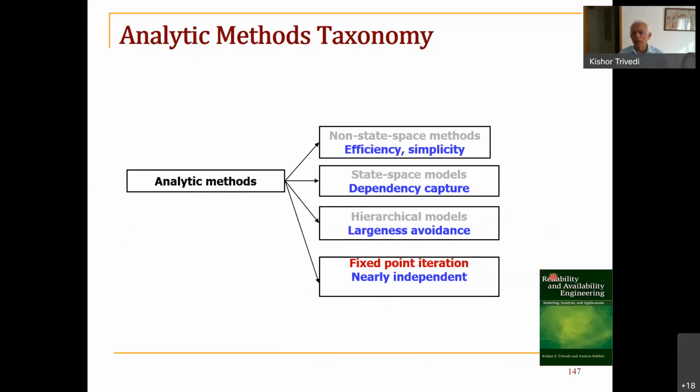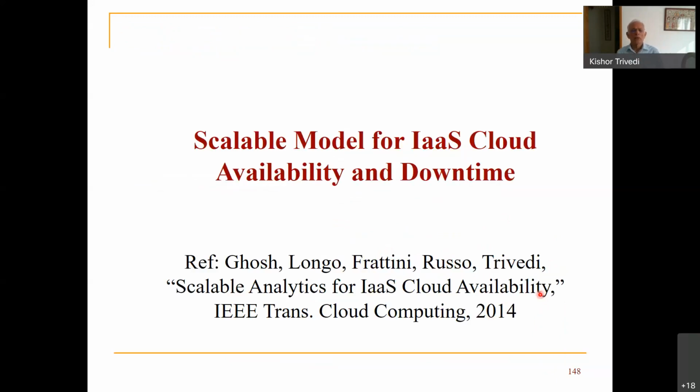And there is a chapter on fixed point iteration in the Green Book, so you will know a lot more about it in that chapter. And so, return to the IBM cloud example that we discussed earlier.